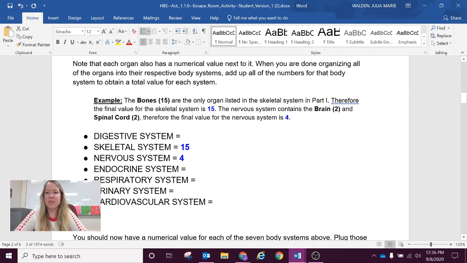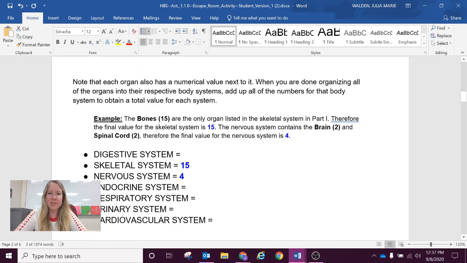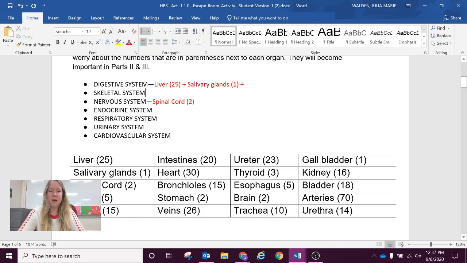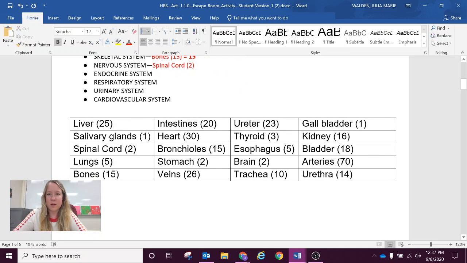The first example says the bones, which are worth 15 points, are the only organ listed up here in this chart that belongs to the skeletal system. So I'm just going to throw bones in here. And if you look, there's nothing else in this chart that belongs to the skeletal system. So actually, that is our final answer. It has 15 points in it. So I'm going to highlight those. My final answer, I'm going to bold. And that's just for me. I just like to stay organized.